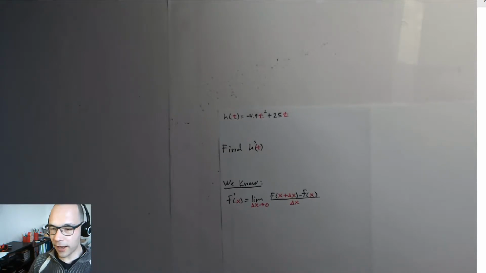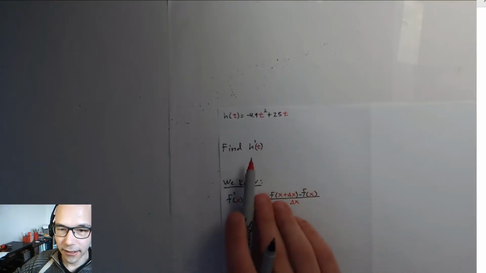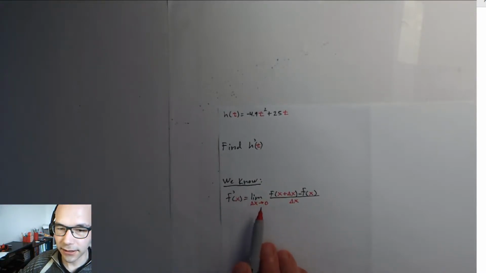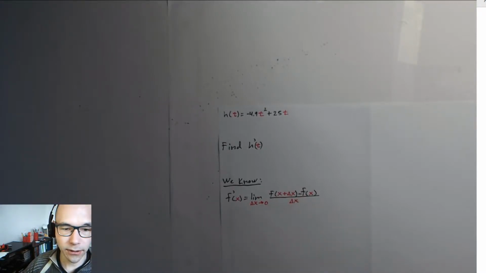So I started by writing down my h formula. I have to find h prime of t, and I know that f prime of x is the limit as delta x approaches 0, f of x plus delta x minus f of x over delta x. This is the derivative definition using the limit.